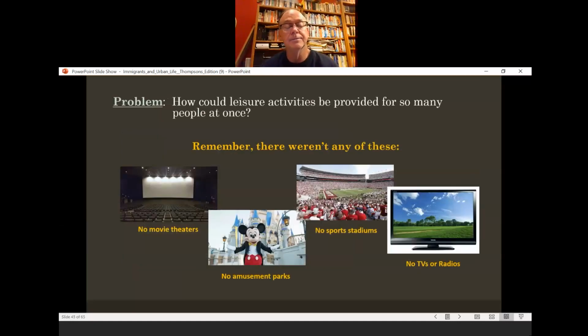Okay, and now here's the next thing. Okay, you've got all those people. They're working so many hours, so many days, but they do have a little free time. What are you going to do to keep people basically happy? Give them things to do. Because remember, recorded music hasn't been invented, so there's no radios. Recorded video has not been invented, so there's no TVs, no movies. There's no amusement parks, no sports stadiums.